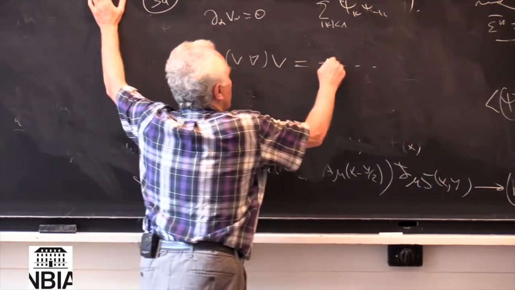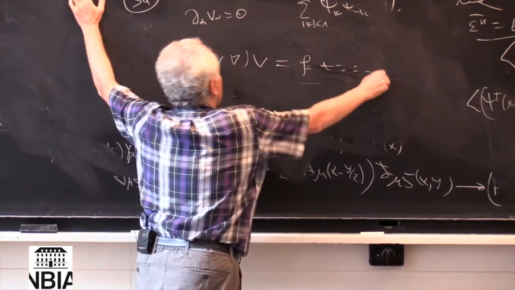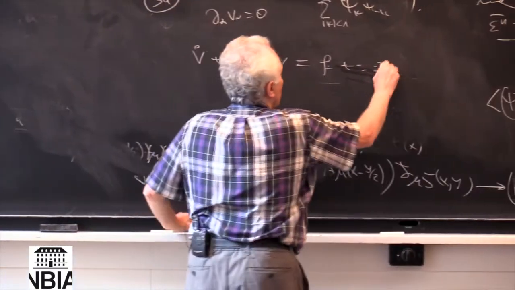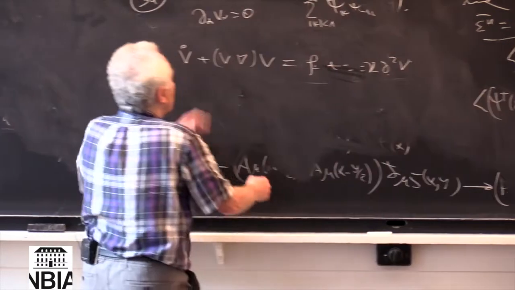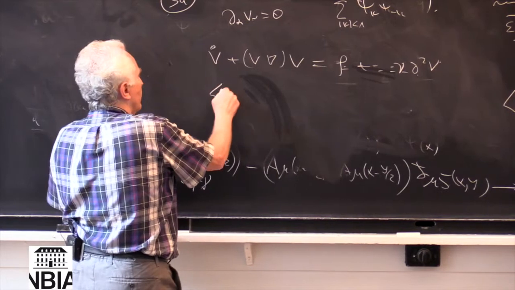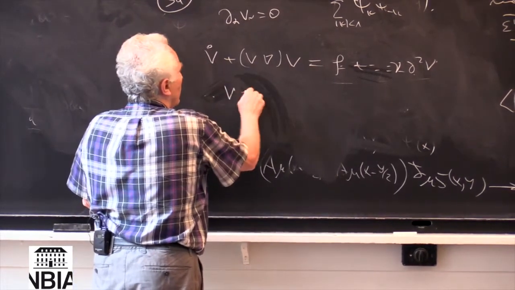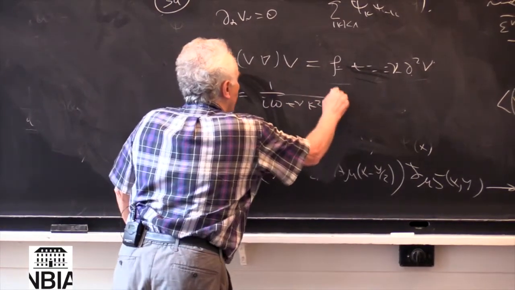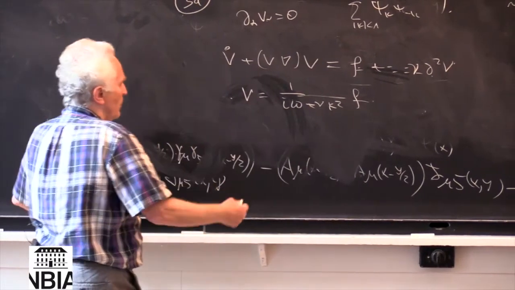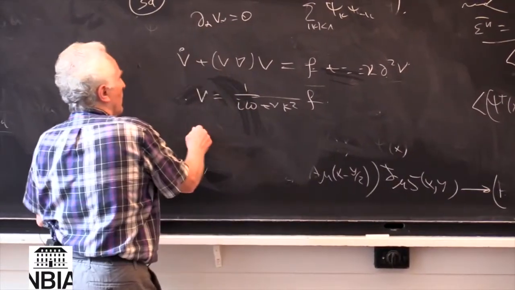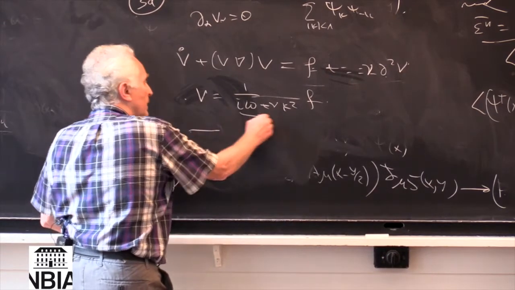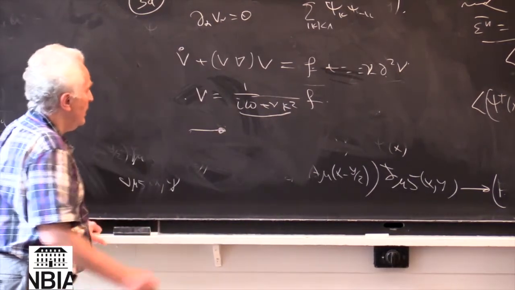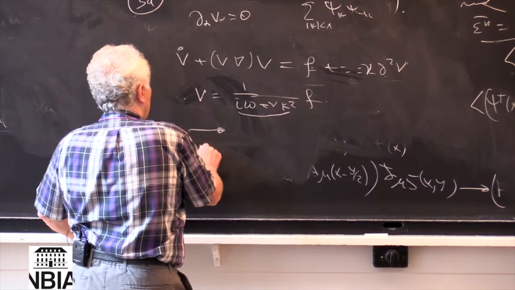And there's a force plus pressure, etc. And we can try, as a first approximation, and here is something new, you see that in linear approximation we have V is 1 over i omega plus mu k squared times F, which we can draw as a picture. We have a propagator, and it ends on F. And we can also calculate in linear approximation VV.